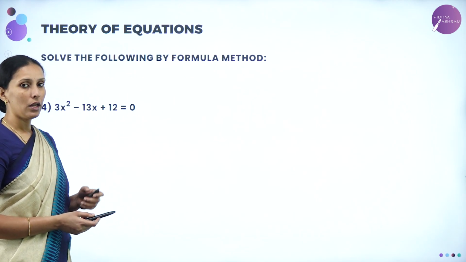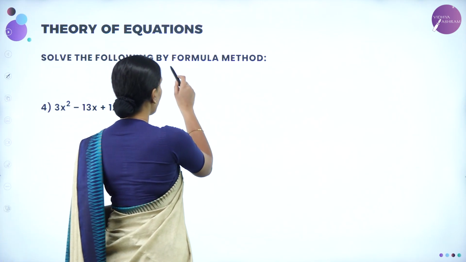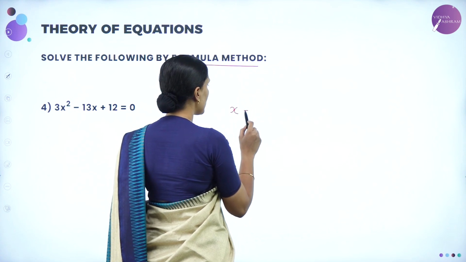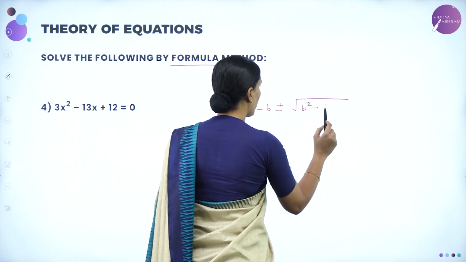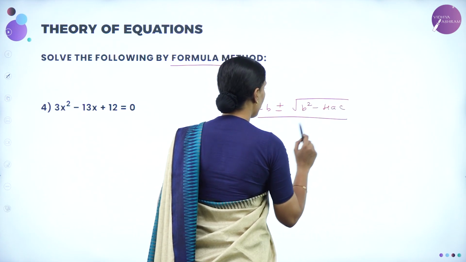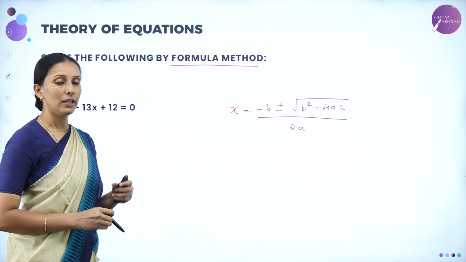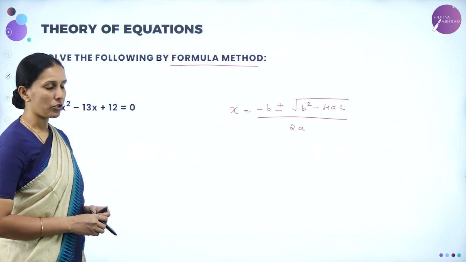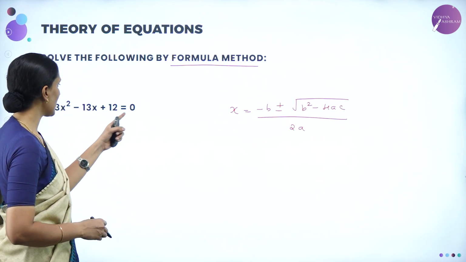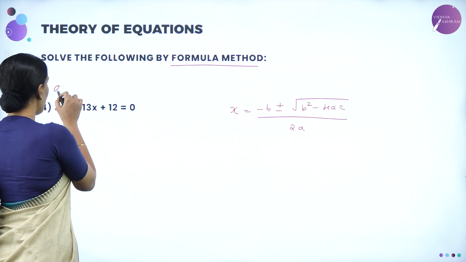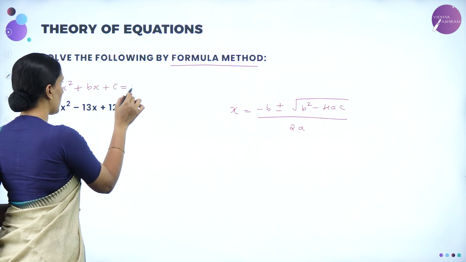Next, we'll solve the quadratic equation using the formula method. What is the formula we have learnt previously? We have learnt x is equal to minus b plus or minus root of b square minus 4ac divided by 2a. This is the formula which is used to find the roots of a quadratic equation. Now here the question is given in the form of 3x square minus 13x plus 12 is equal to 0. Generally we always represent a quadratic equation as ax square plus bx plus c is equal to 0.